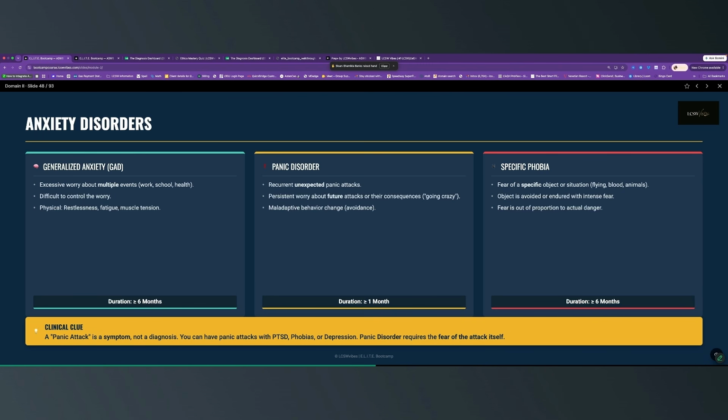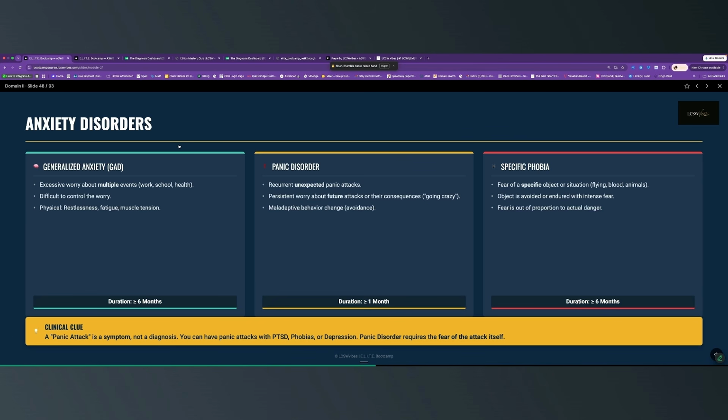When someone has a panic disorder, this is ongoing. It happens all the time. It's unexpected, persistent worry. They worry about future ones. This is a disorder. So that's the difference between someone having an attack here and there versus someone having a disorder. Disorders are obviously something a little bit more significant, and they have a little bit more criteria that you have to meet in order to define it as someone having that.